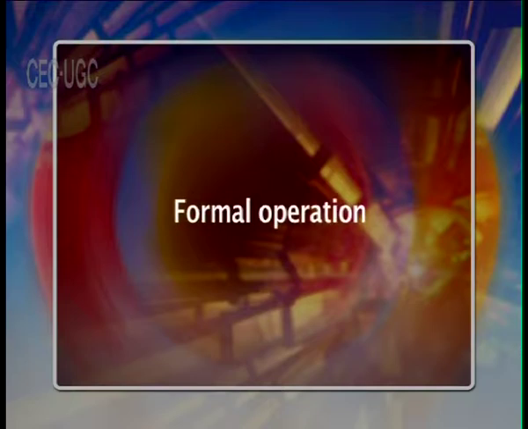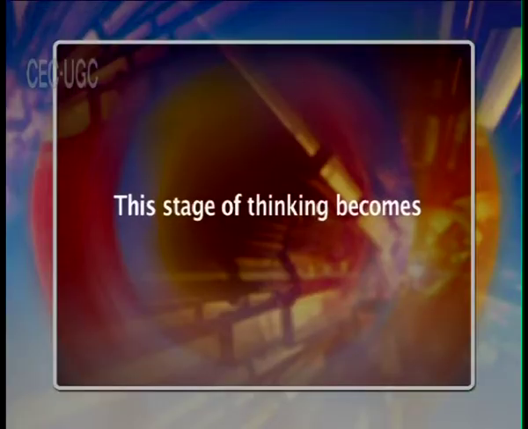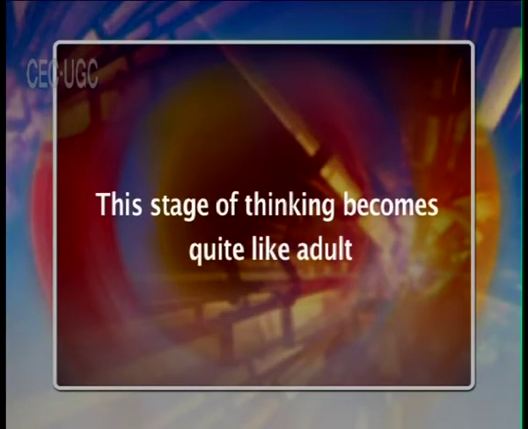Formal operation. Thinking abstractly. At around the age of 12, most youngsters begin the final major stage of cognitive development discussed by Piaget. This stage of thinking becomes quite like that of an adult. In fact, most adult capabilities are thought to be in place by about the age of 16. This does not mean that we learn no new facts or skills after 16, but the basic processes we think with do not change much beyond this age.